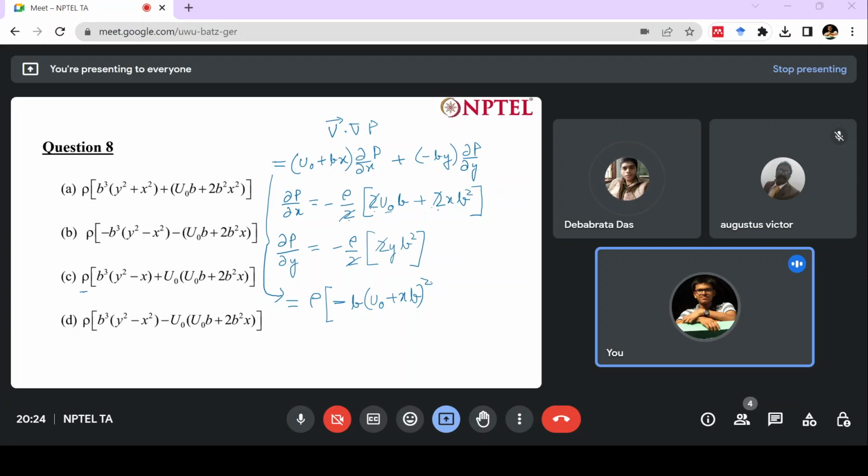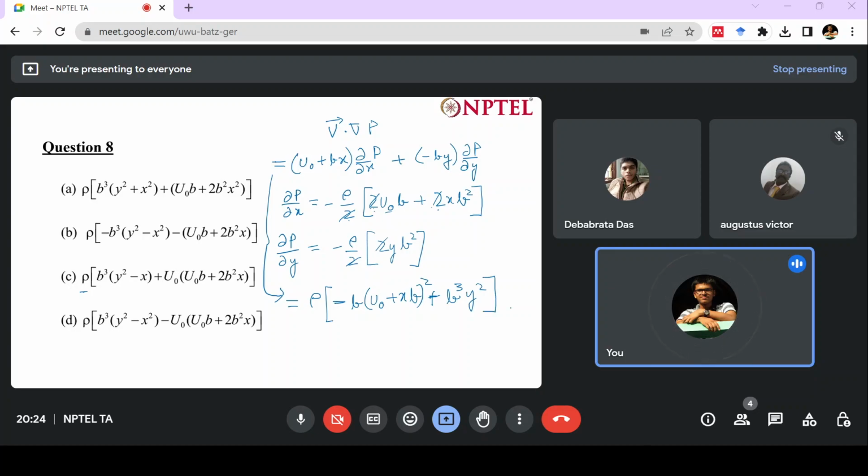Here I have again minus. So here I have minus of minus, right? There are two minuses, so this is plus. Here b y is there, and here y b square is there. So this is b cube and y square.